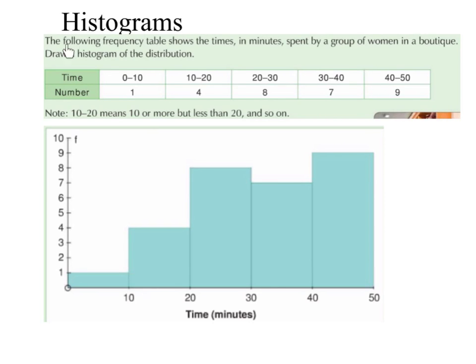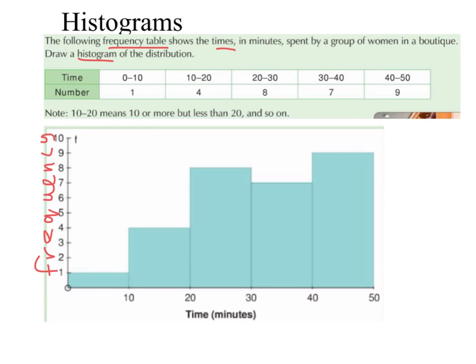Histograms. The following frequency table shows the times in minutes spent by a group of women in a boutique. So the x-axis represents time in minutes and the y-axis represents the frequency. So that's the number of women, the frequency. Draw a histogram of the distribution.